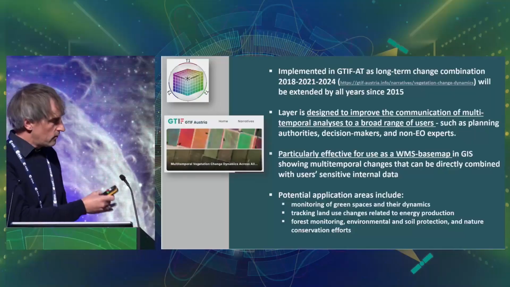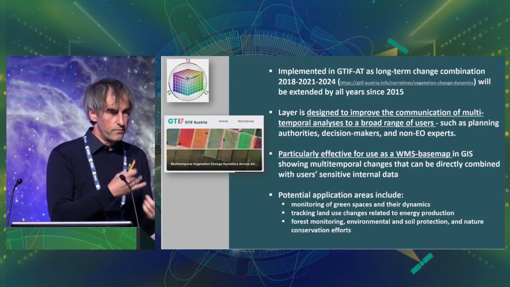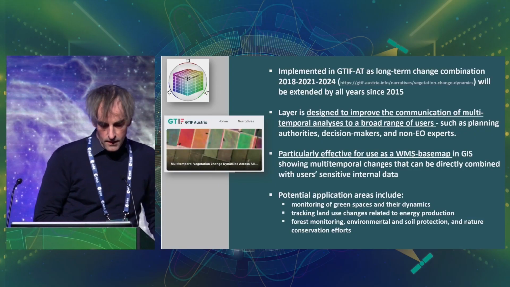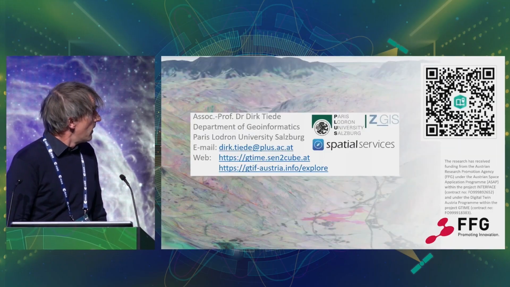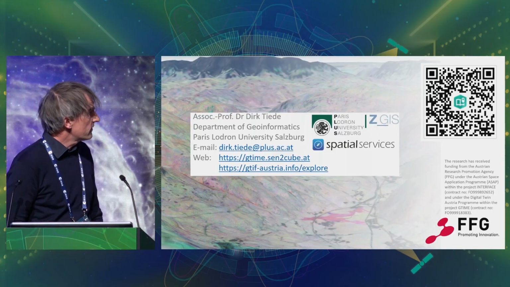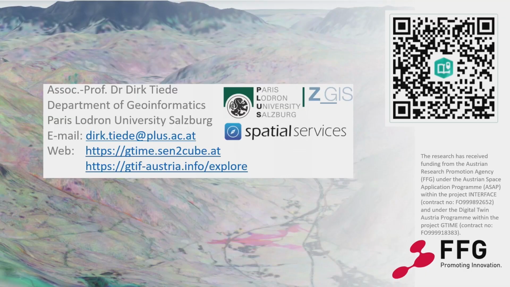Yes, and the potential application areas, I showed some of them. Green space, their dynamics, land use changes, soil sealing. In Austria, a lot of vegetation change due to energy production, so wind turbines, solar things, forest monitoring, and so on. There are some links where you can look that up. It's all public. The layer is free. All years will be free if they are published.